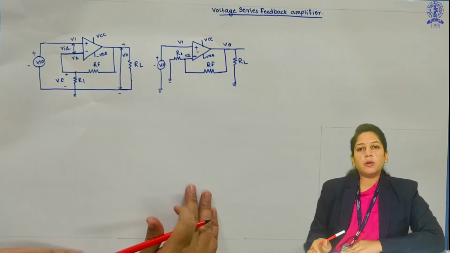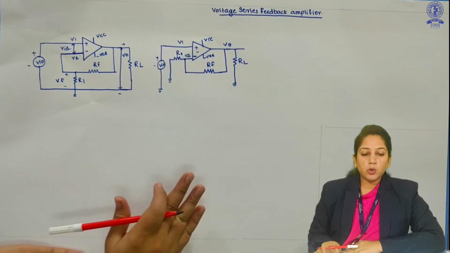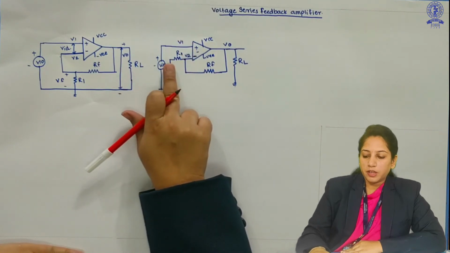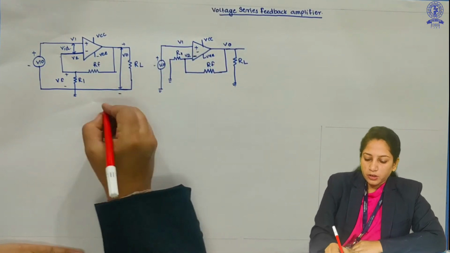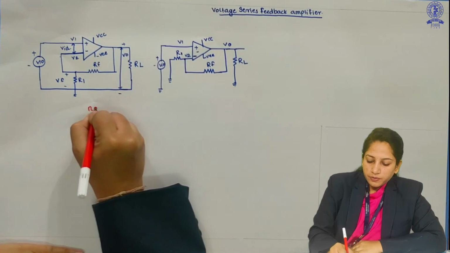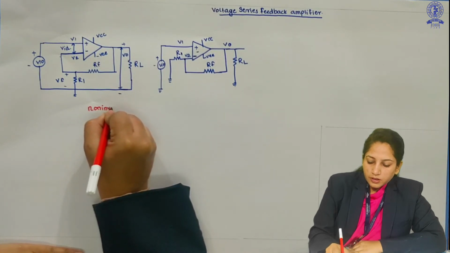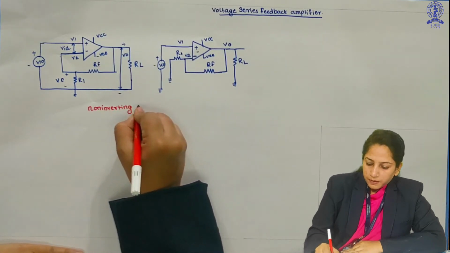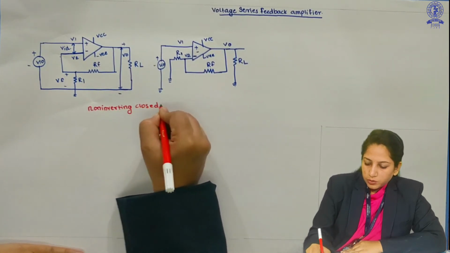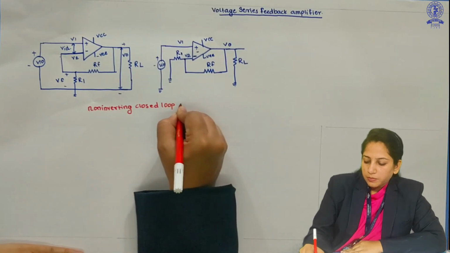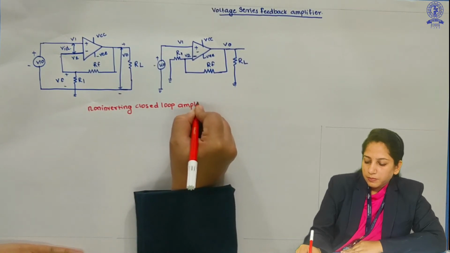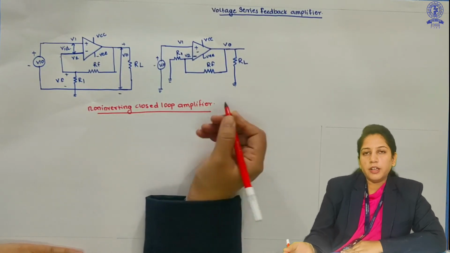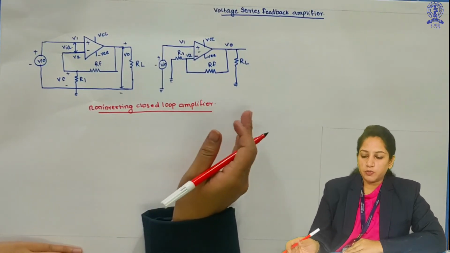This is also called a non-inverting closed loop amplifier. Why non-inverting? Because the input is given to the non-inverting terminal and this is in a closed loop configuration. So I will write here non-inverting closed loop, or a closed loop non-inverting amplifier. In any way we can write.